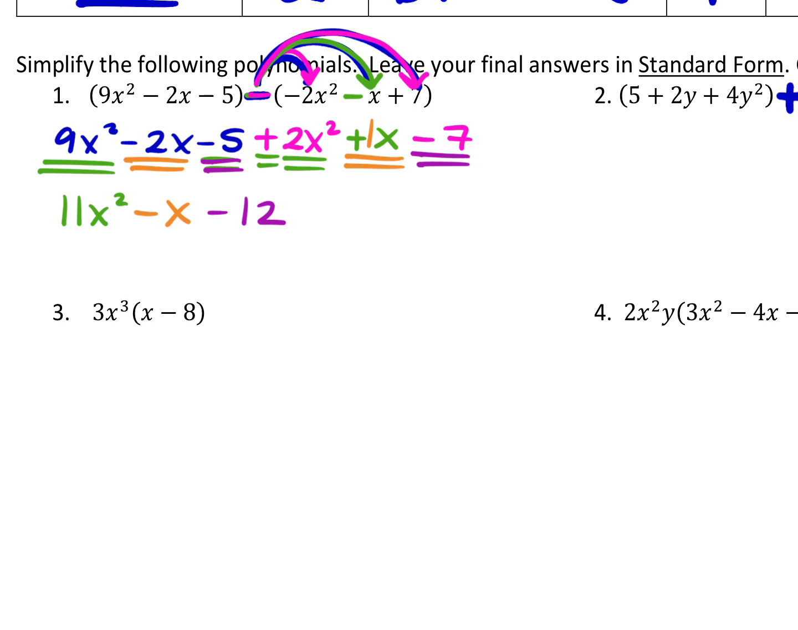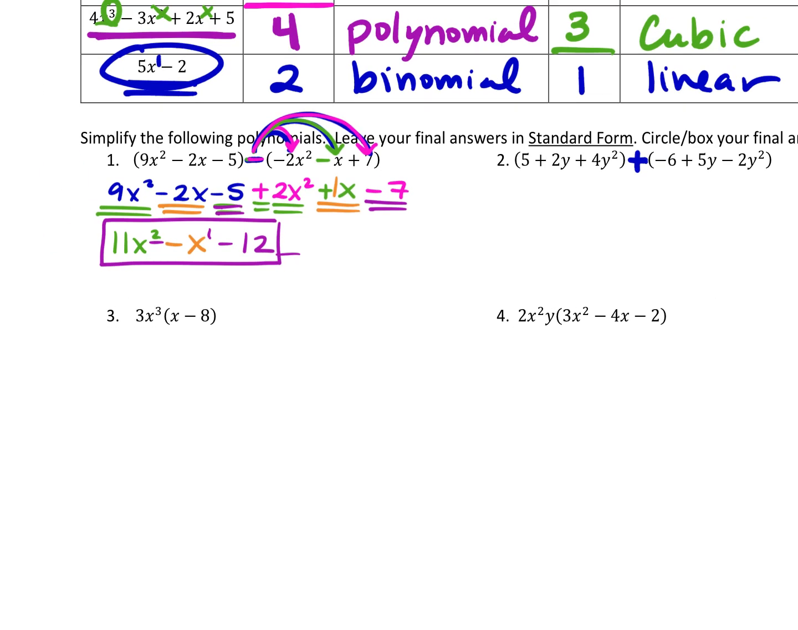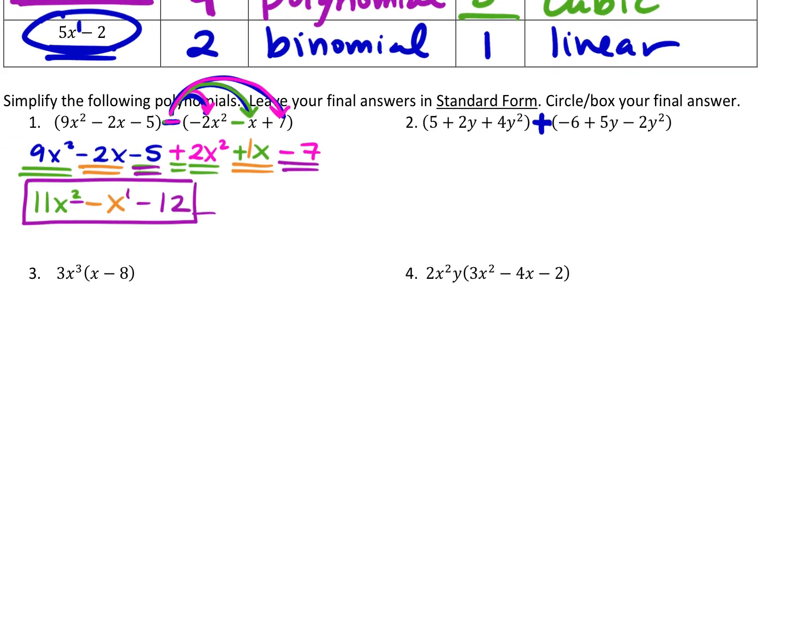Okay. Is this in standard form? How do you know? How do you know if something's in standard form? Your degrees have to go in descending order. So like 2, 1, and then nothing, okay? As long as it's in descending order, then you're good. So this is your final answer. Okay, you try number 2 then. Work that out. This one's addition, so it's a little simpler.